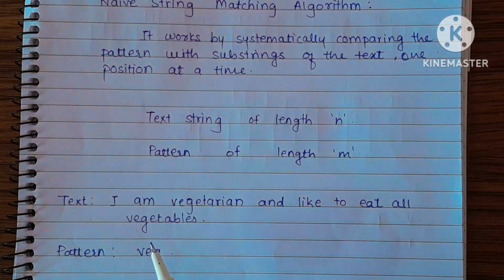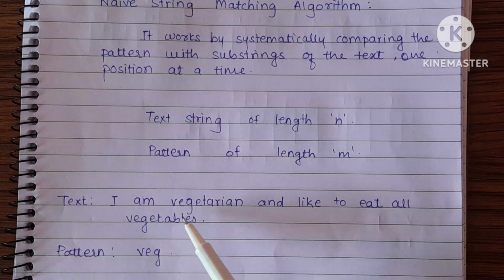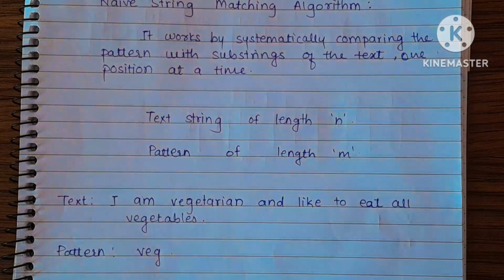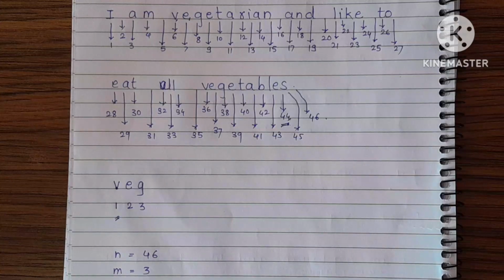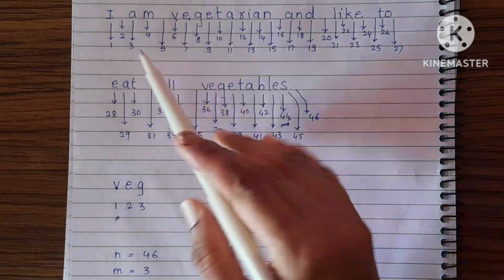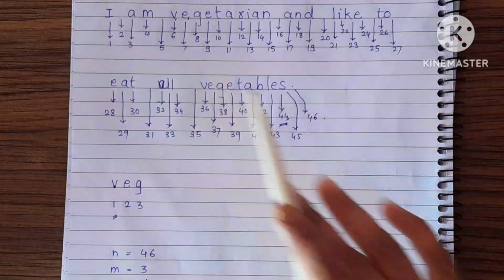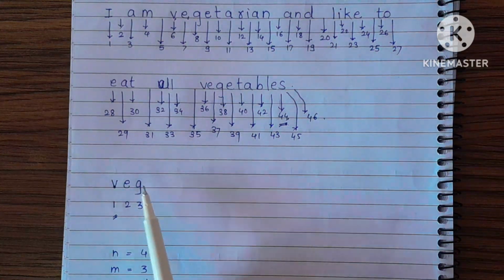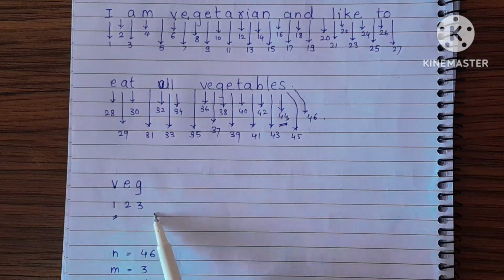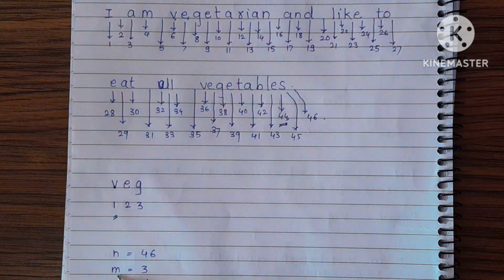We will consider this example to find the match. The given text is "I am vegetarian and like to eat all vegetables", whereas the pattern which is to be searched in the text is "veg". Here I have numbered the characters of the text string from 1 to 46, so that's how we get the length of the text string, that is n = 46. Similarly, the characters of the pattern are numbered from 1 to 3, so that's how we get m, the length of the pattern, 3.